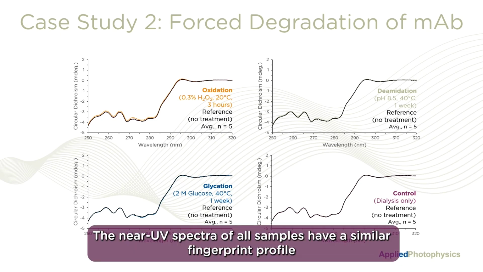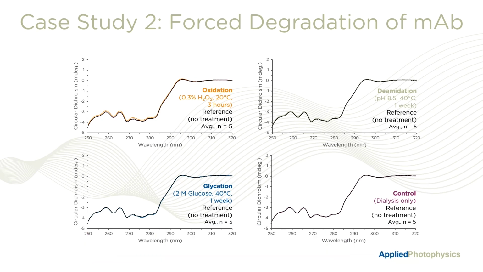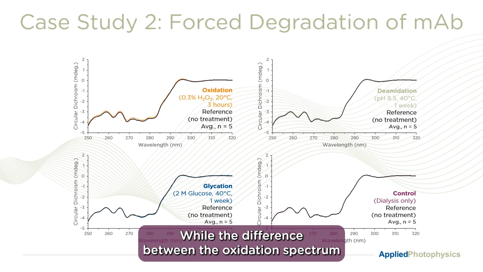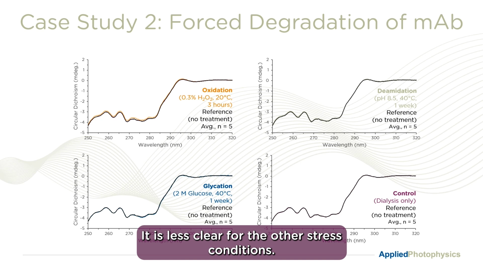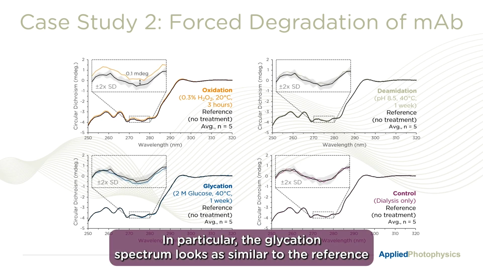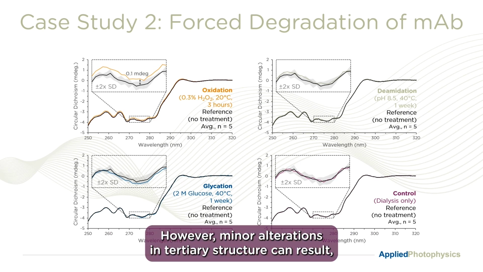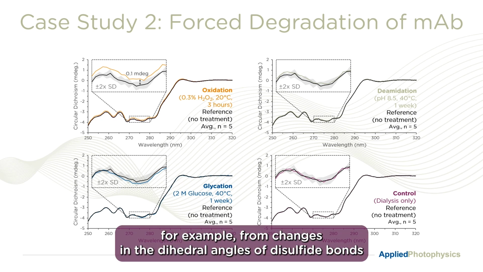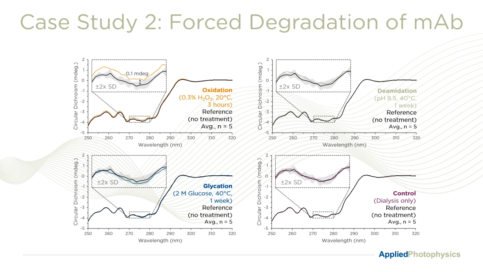The near UV spectra of all samples have a similar fingerprint profile with contributions from aromatic amino acids and disulfide bonds. While the difference between the oxidation spectrum and the reference spectrum is fairly obvious from visual inspection, it is less clear for the other stress conditions. In particular, the glycation spectrum looks as similar to the reference as the control spectrum does to the reference. However, minor alterations in tertiary structure can result, for example, from changes in the dihedral angles of disulfide bonds that are so subtle that they elude visual inspection.